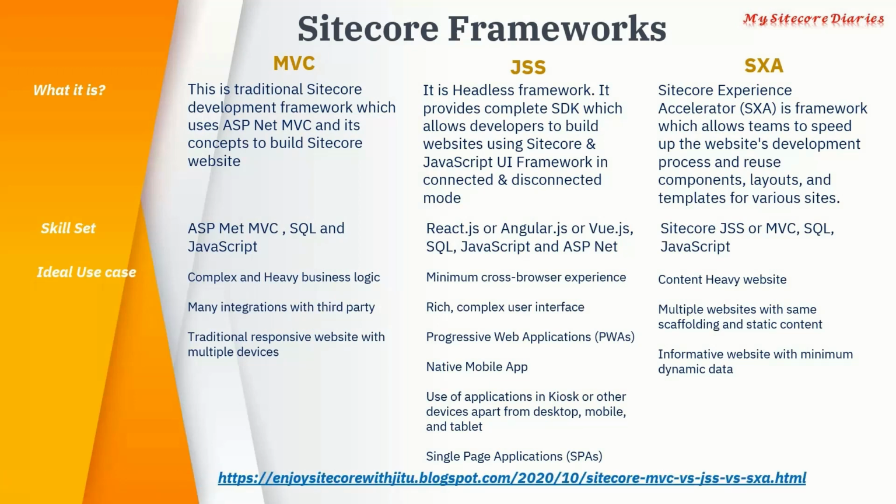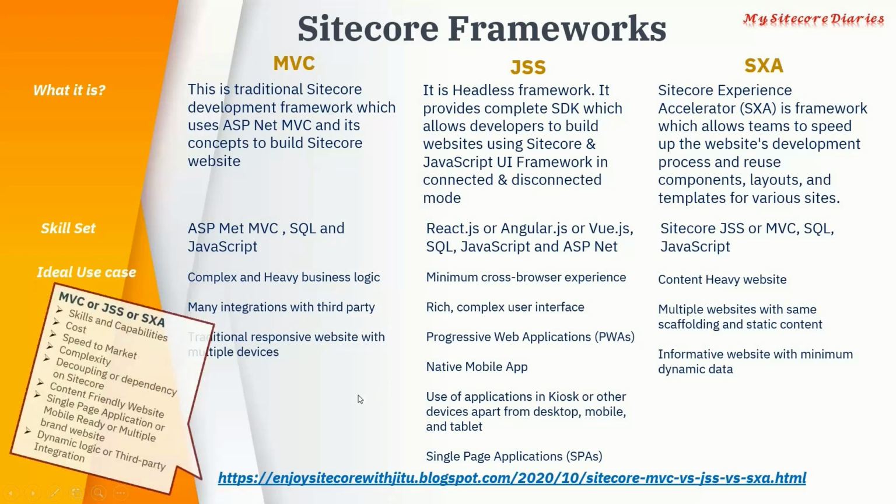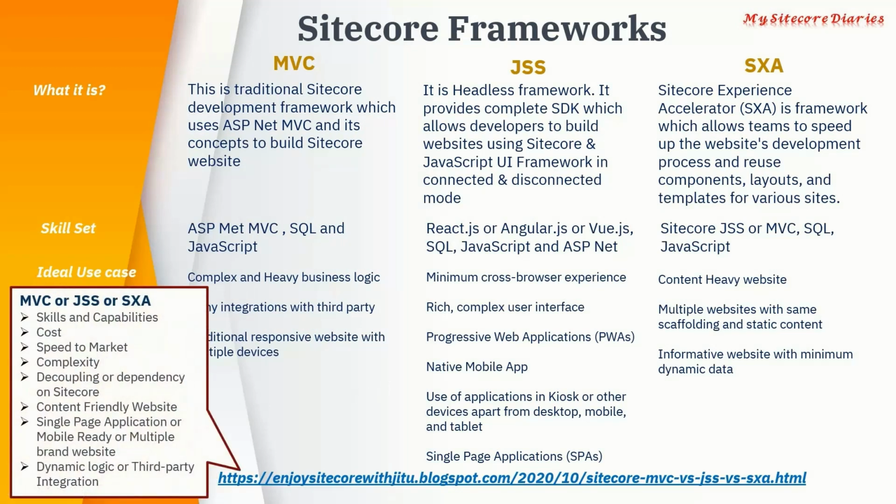For this selection of MVC, JSS, or SXA, I have written a detailed post in my blog, which not only tells you the parameters you need to consider. Let's see a few of these parameters, like skills and capabilities. What is the skill of your team and the capability of your team? That is very important while selecting MVC, JSS, and SXA. What is the cost which is involved now?